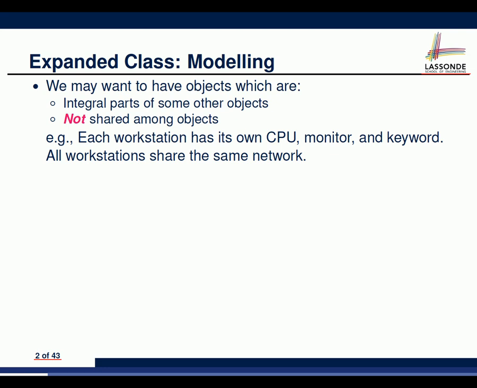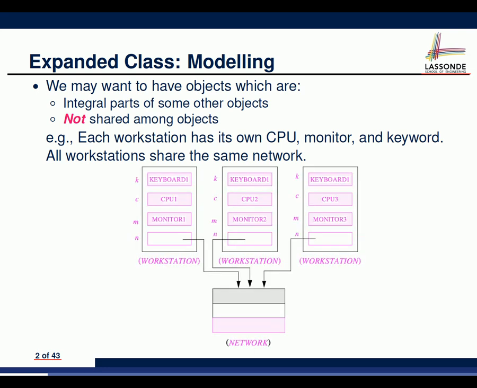You can see that over here, CPU, monitor, and keyboard are more like integral parts of the workstation. On the other hand, the network that we're talking about here can be shared among the workstations. Conceptually, this is how you can write it. Let's go over this diagram very quickly. You can see we've got 3 objects of type workstation. Each workstation has an integral part for keyboard. You can see we've got 3 different keyboards. Also, 3 different CPUs. Also, 3 different monitors.